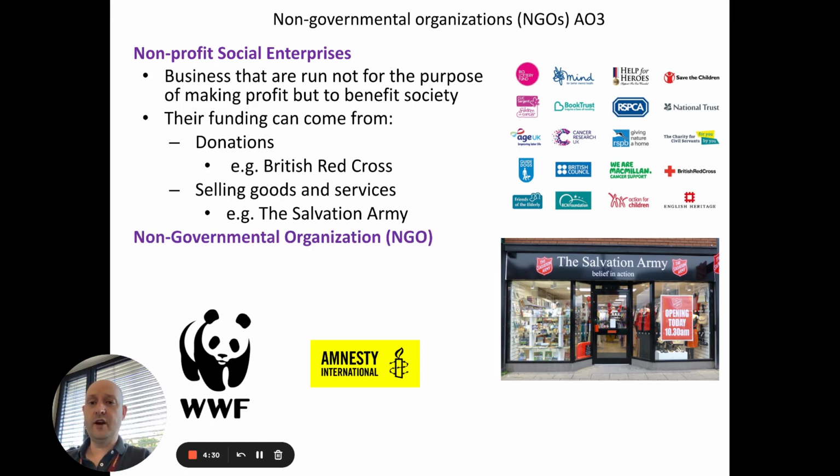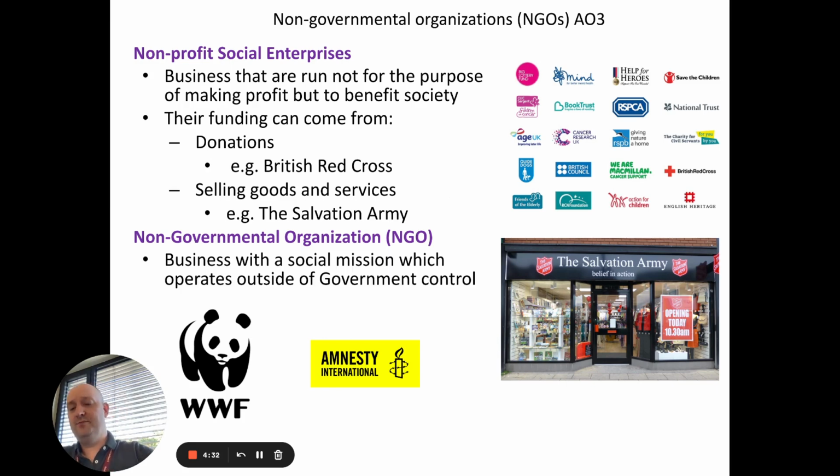Finally, an NGO, a non-governmental organization, is very, very similar to a non-profit social enterprise. Non-governmental organizations are ones which are not owned and controlled by the government, and they have some sort of social mission. So World Wildlife Federation protects animals, Amnesty International is a human rights organization. In general, NGOs have more of an international outlook, but not necessarily.